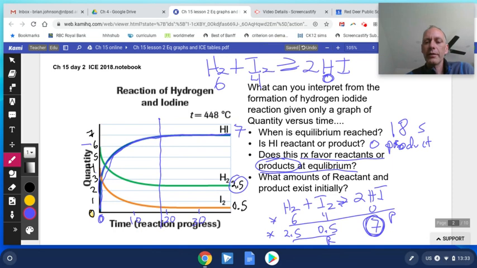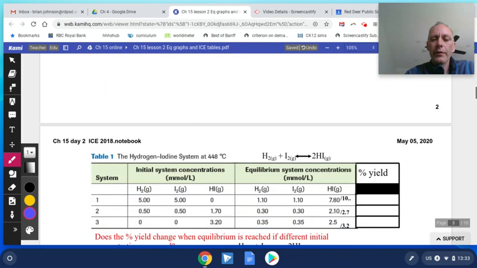What amount of reactants and products initially existed? And we already did that, 6, 4, and 0. So there's a lot of information you can get from one of these equilibrium graphs by looking at it and being able to sort of interpret and explain what's going on. It's part of your assignment later today.